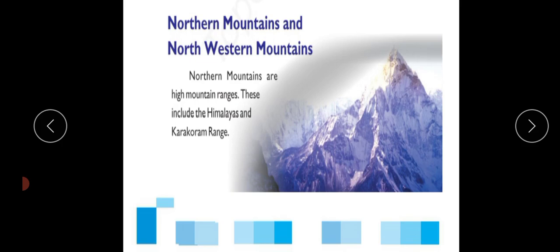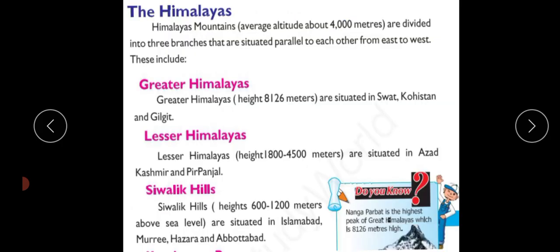First we will discuss the northern mountains and northwestern mountains. Northern mountains are high mountain ranges. अब northern mountains में हमारे पास high mountain ranges शामिल हैं, जिसमें हिमालयाज़ और कराकोरम रेंज जो है वो शामिल हैं। अब हिमालयाज़, सबसे पहले हिमालयाज़ को डिस्कस करते हैं कि what are Himalayas.